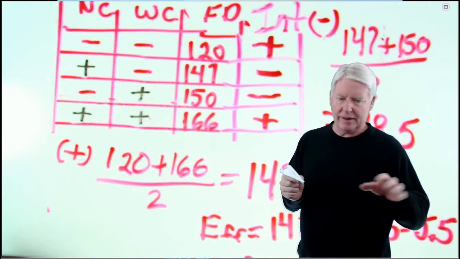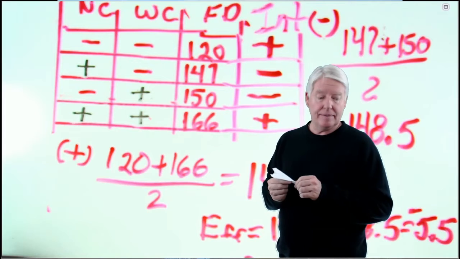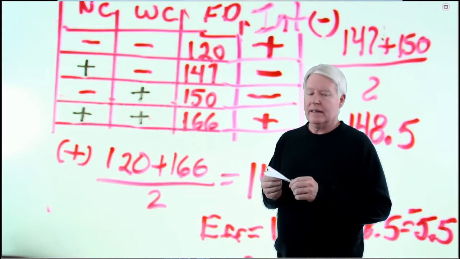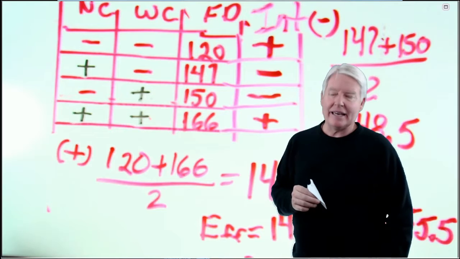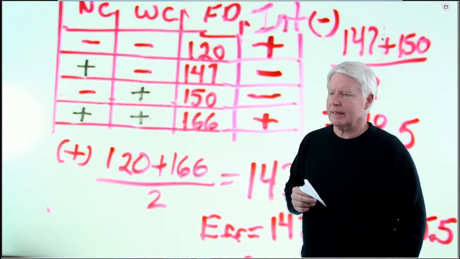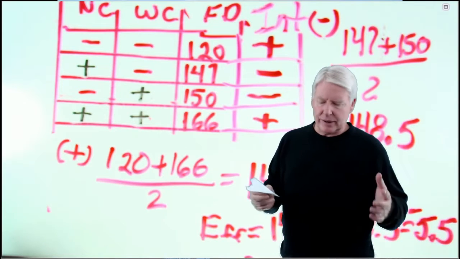I have those written down. That's why I keep looking over there, to make sure I get it right. And the interaction, when it's negative, it's negative 5.5, the effect of interaction. So it's actually hurting us. And so that's how you do it.